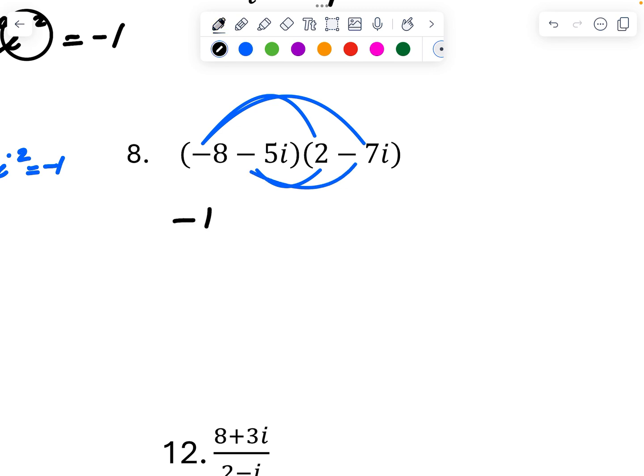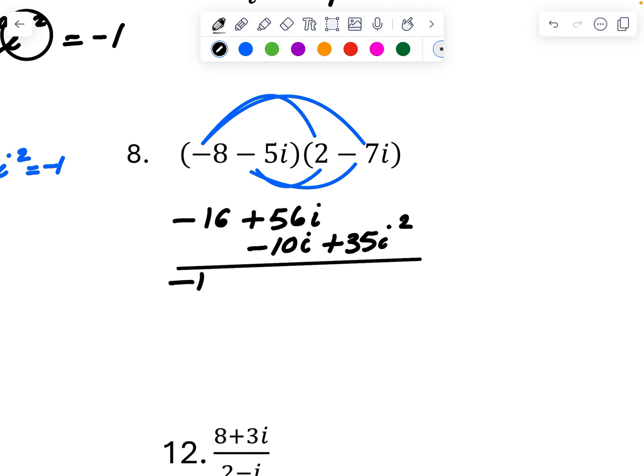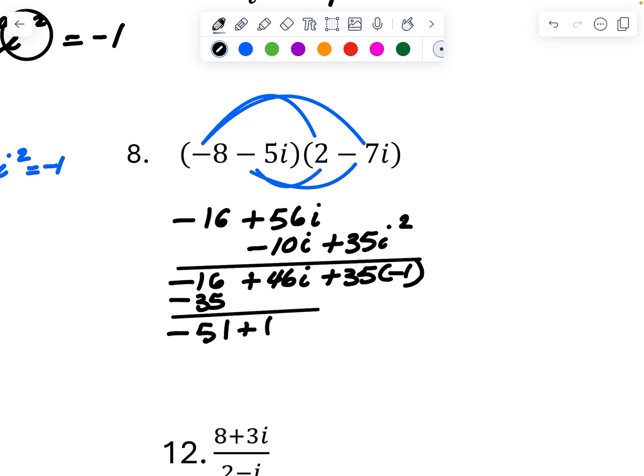Negative 8 times 2 is negative 16. Negative 8 times negative 7i is positive 56i. Negative 5i times 2 is negative 10i. Negative 5i times a negative 7i is a positive 35i to the second power. So what I really have here is negative 16, 56 take away 10 is 46i, and this is really 35 times negative 1, which is really negative 35. So my answer is going to be negative 51 plus 46i.